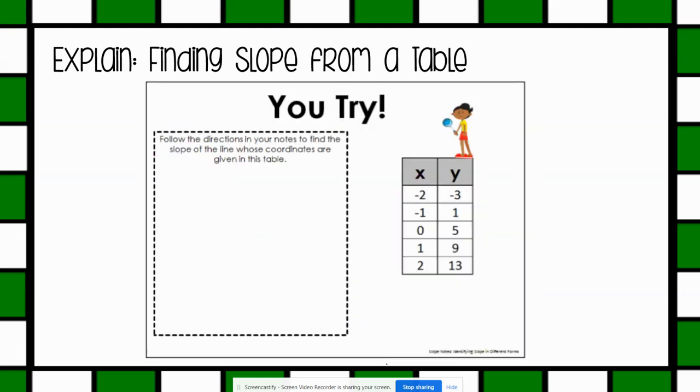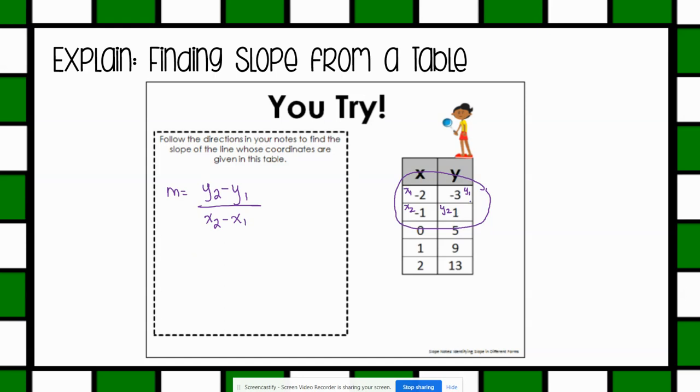Now you try the next table. For this table, if we chose just the first 2 coordinates, this would be x1 and y1. This would be x2 and y2. So to find our slope, we're going to use that same formula, y sub 2 minus y sub 1 over x sub 2 minus x sub 1.